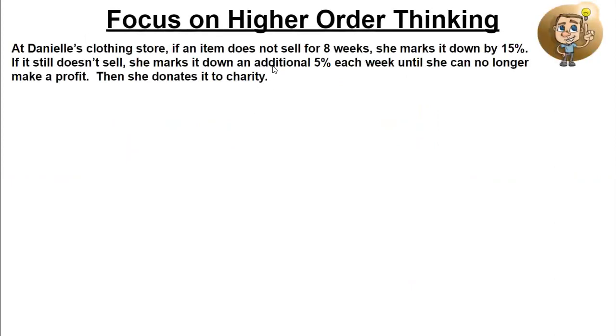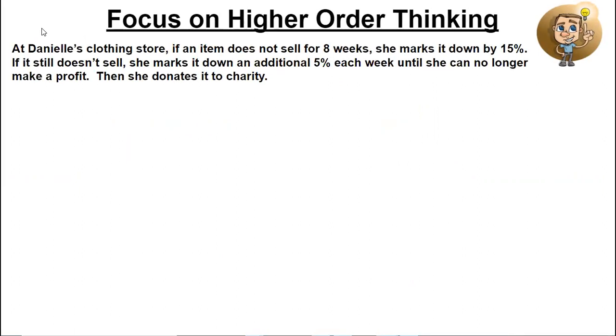Okay, welcome back. We're going to focus on some higher order thinking. Okay, stick with me on this one. This is for all you advanced kiddos out there. And if you say, I'm not advanced, don't check out, because you're probably going to know exactly what's going on here. At Danielle's clothing store, if an item does not sell for 8 weeks, she marks it down by 15%.